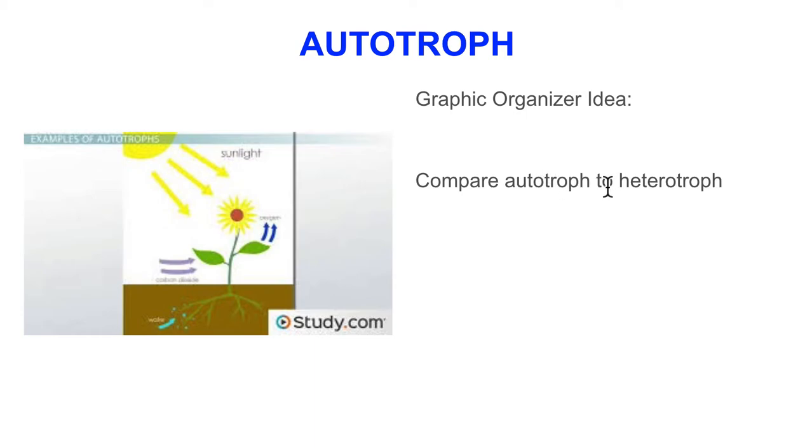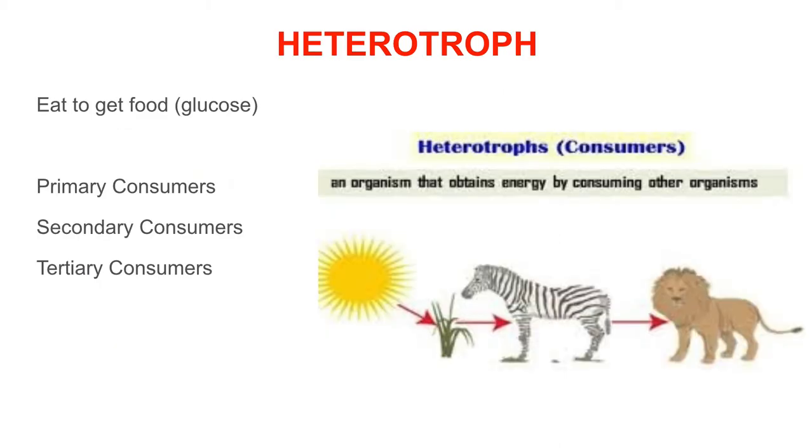I would compare autotroph to heterotroph for my graphic organizer here. So here's a new word, heterotroph. Hetero means other, right? So you feed on other things to get your glucose. So here I have that autotroph, that producer. Well, this zebra is going to eat that grass, so that zebra is a heterotroph because it has to eat the grass to get that glucose. So this right here would be a producer. That zebra would be a primary consumer, and then maybe this lion will come by and eat that zebra, so that lion would be a secondary consumer, or maybe a tertiary consumer.